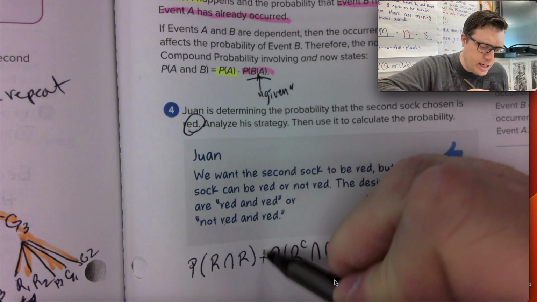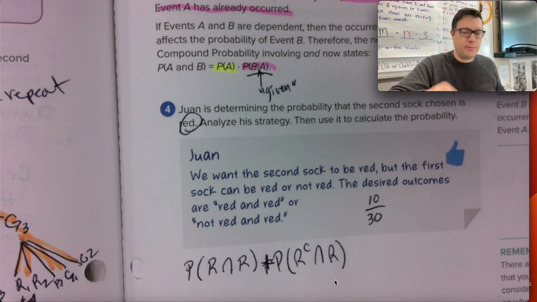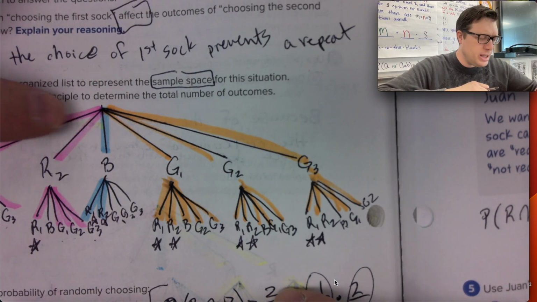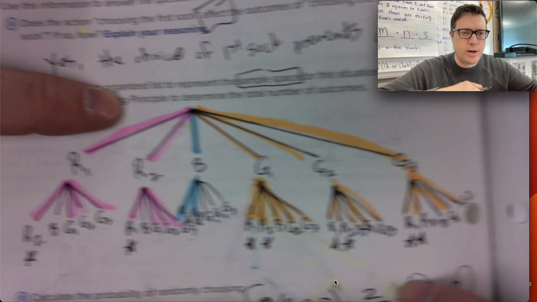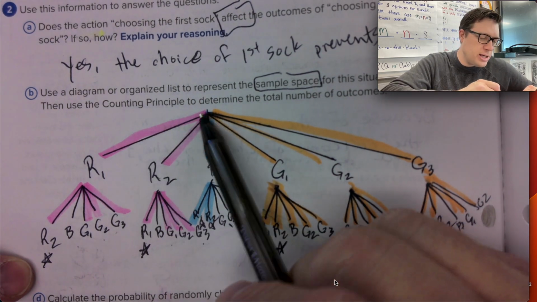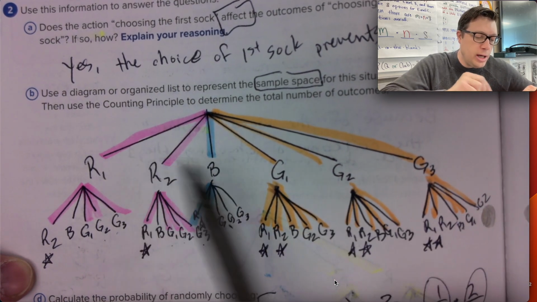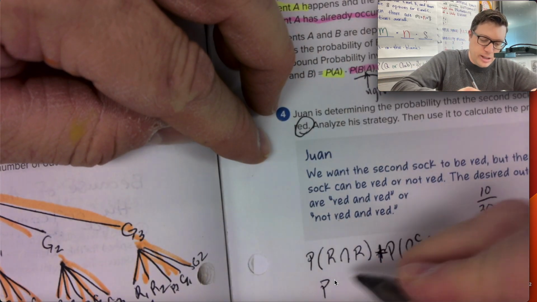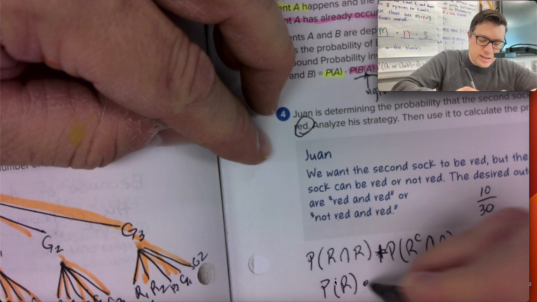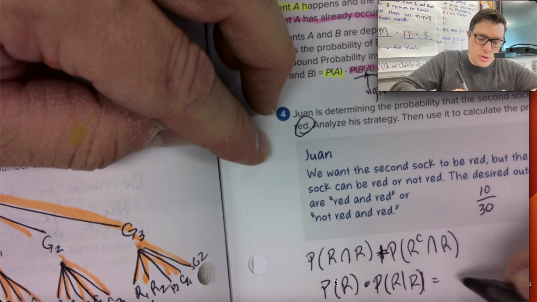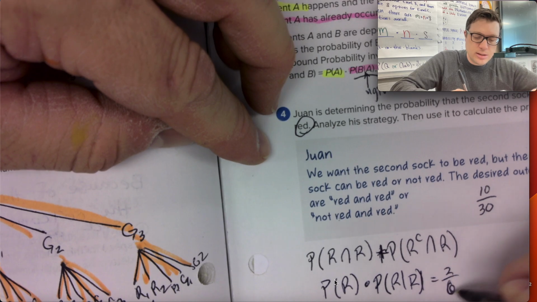So we have an add now. Add rears its head before the next lesson where we use the word or. Okay, so let's consider this scenario. The first sock is red and the second sock is red. If the first sock is red, that's 2 out of 6 total combinations. So the probability of red times the probability of red given red, which would start with 2 out of 6.